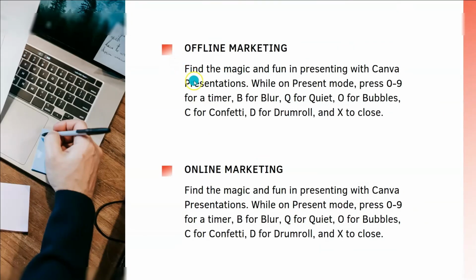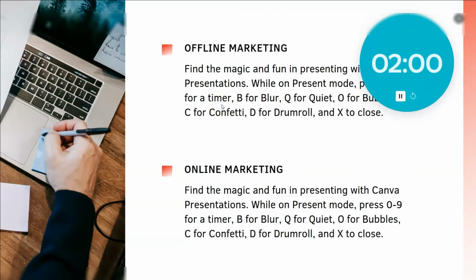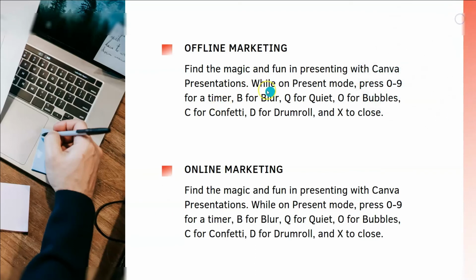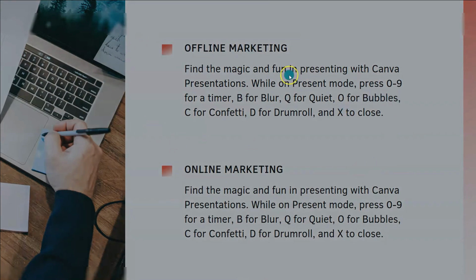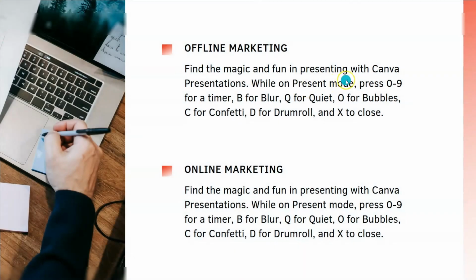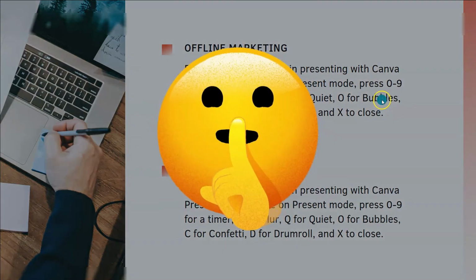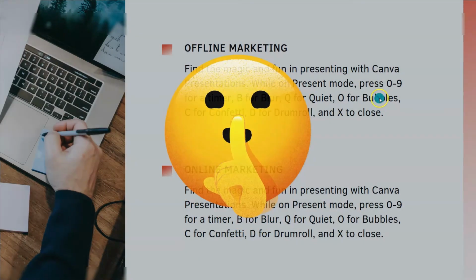This is really good. When you're in present mode, you can press 0 to 9 for a timer. So I'm just going to say 2, and a little timer appears in the top corner. You can press B for blur, and it sort of blackens out. It doesn't really blur, it just dims the background. Q for quiet, which is really good.